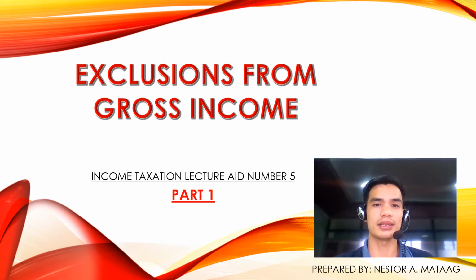In today's meeting, we will start the discussion on exclusions from gross income. Specifically, in this session, we will discuss some of the items of gross income which are exempted from income taxation. These items are commonly referred to as the capital items deemed with infinite value. But before we start discussing those items, I will give you 10 seconds to recall our previous topic regarding the three essential elements of gross income.